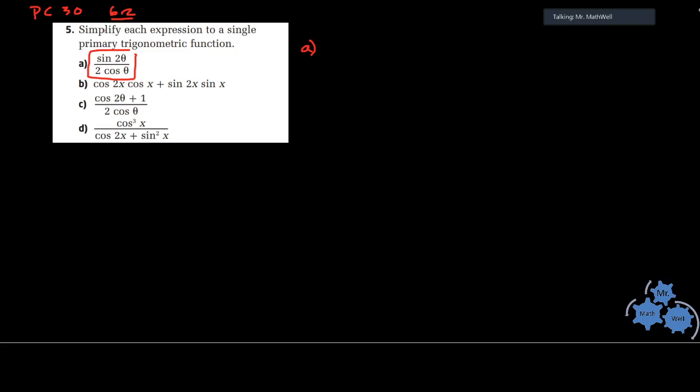Okay, so sine of 2 theta over 2 cos theta. Let me just write that here. Sine 2 theta over 2 cos theta. All right. So what we want to do is take a look at either the numerator or the denominator, and see if there's a different way we could express these expressions. So I'm seeing sine of 2 theta.